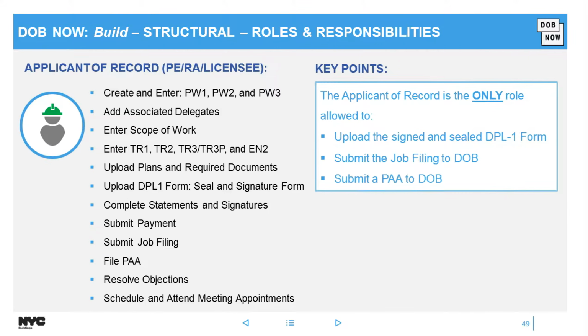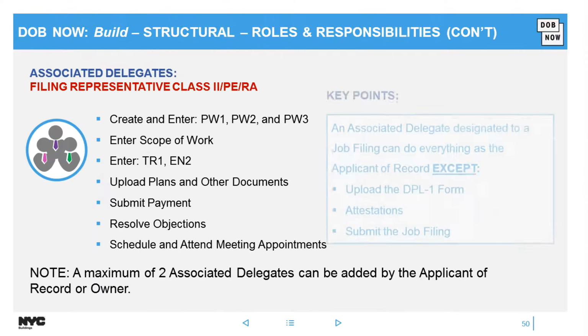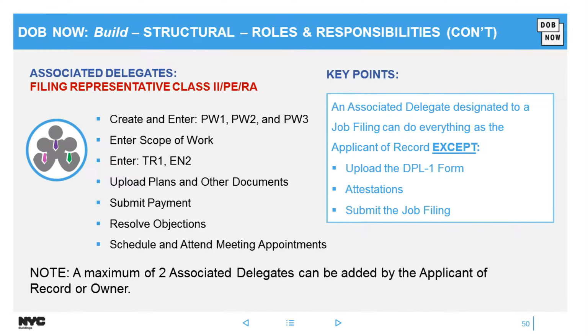So what I did for each role, on the left, I have everything they could do. And then on the box on the right, I have all of the pain points or questions that we always get, just to clarify the things that they are allowed to do. So the applicant of record is the only role allowed to upload their own sealed and signed TPL1 form, and submit the PAA or job filings to DOB. Then I said they could assign up to 2 delegated associates, and they could also upload the DPL1. They can't upload the DPL1 form, complete attestations, or submit the job filing for the applicant of record, but they could also complete all the data entry and so on.